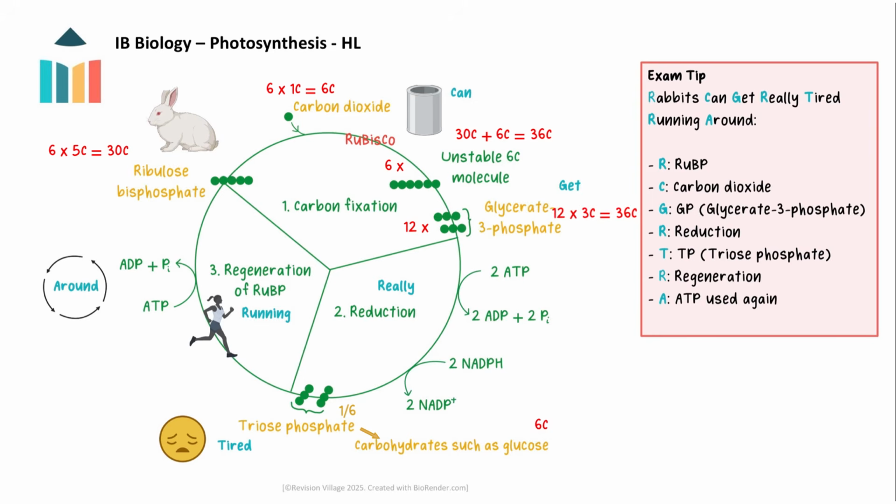36 carbons. These are reduced to 12 triose phosphate molecules, still 36 carbons. 1/6 of the triose goes off to form carbohydrate. 1/6 of 36 is 6. So here are the 6 carbons to form the hexose sugar, leaving 30 carbons to go off to regenerate the 6 molecules of the 5-carbon ribulose bisphosphate, and it starts all over again.